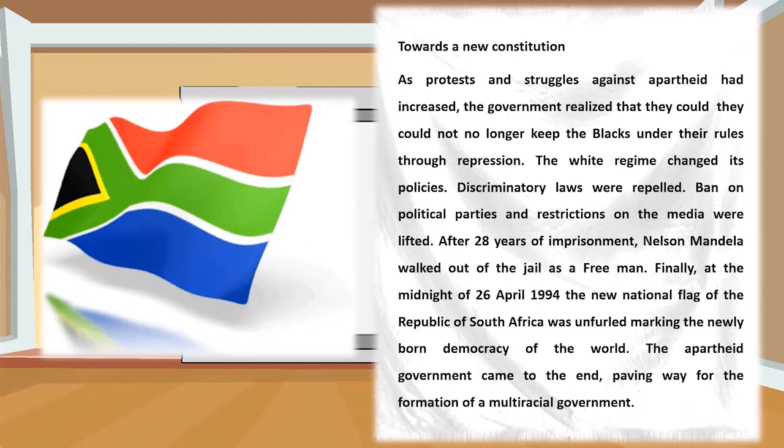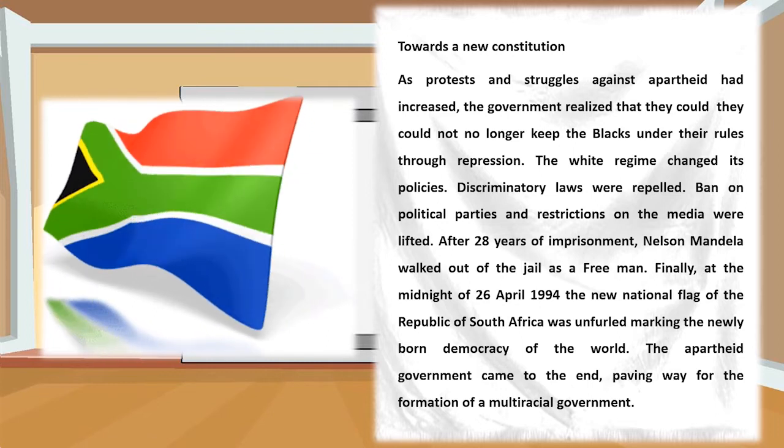Nelson Mandela walked out of the jail after 28 years. On the midnight of 26 April 1994, the new flag of the Republic of South Africa was hoisted and a new democracy was born. The apartheid system came to an end after years of struggle and resulted in the formation of a multiracial government.